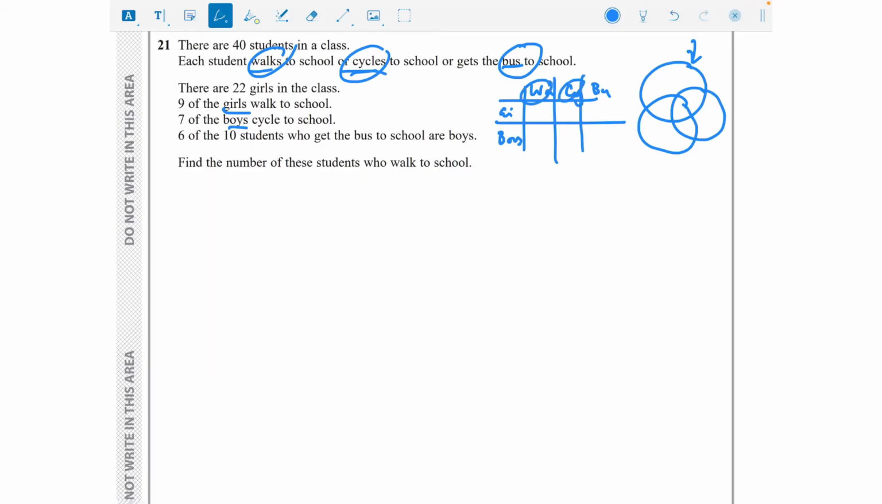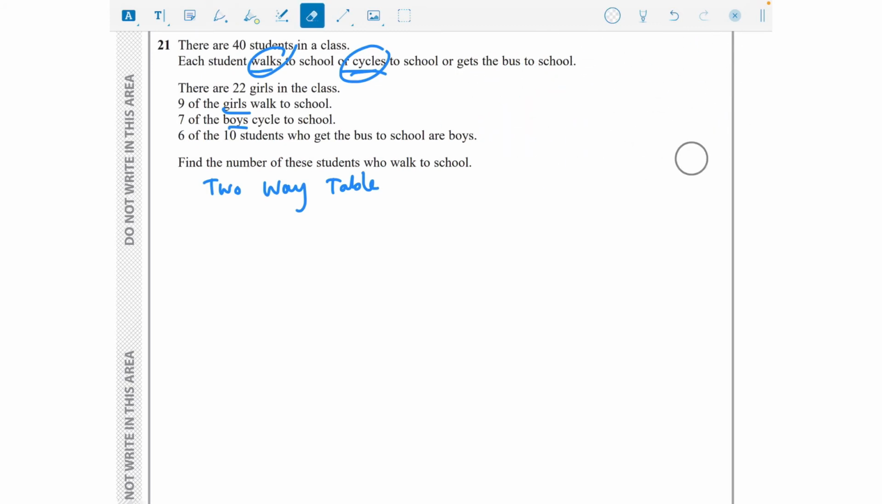So this is just going to be in one category or the other, and that tells me that this topic is a two-way table where I have one set of data going in one direction and the other set of data going in the other direction. So let's draw that out properly and see what that would look like.